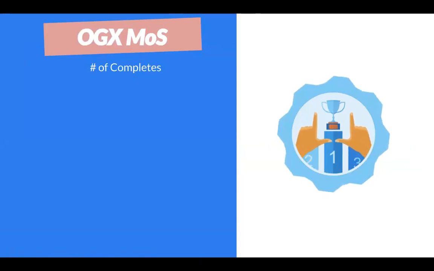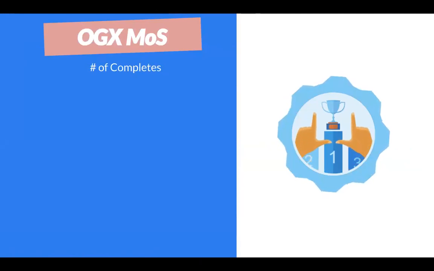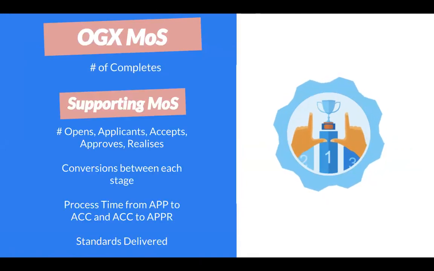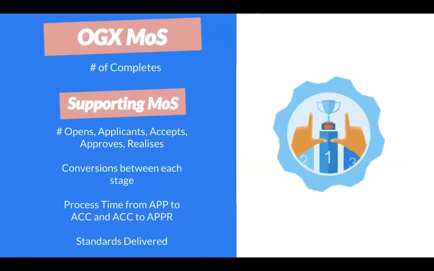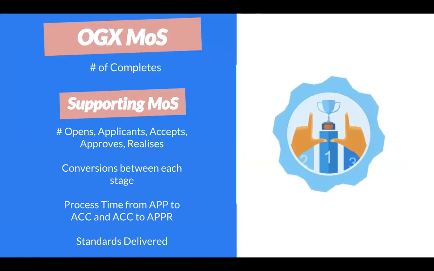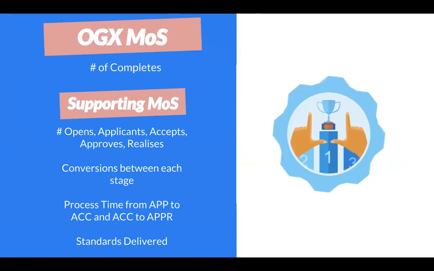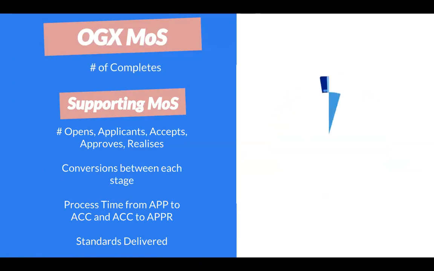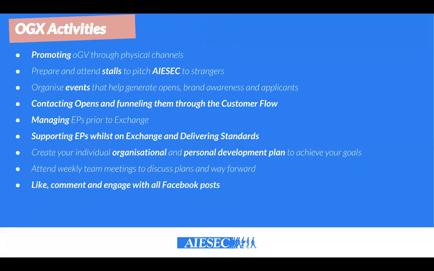And as OGX, so for outgoing global volunteer, we have our MOS as the number of completes. In addition to that, we have the supporting MOS. So it's the number of opens, applicants, accepts, approves, and realizes, as well as the conversions between each stage. We have the processing time, as well as the standards delivered. But the main measure of success is ensuring that we are delivering complete ISIC experiences. So each of these MOSs help support us in order to deliver that.